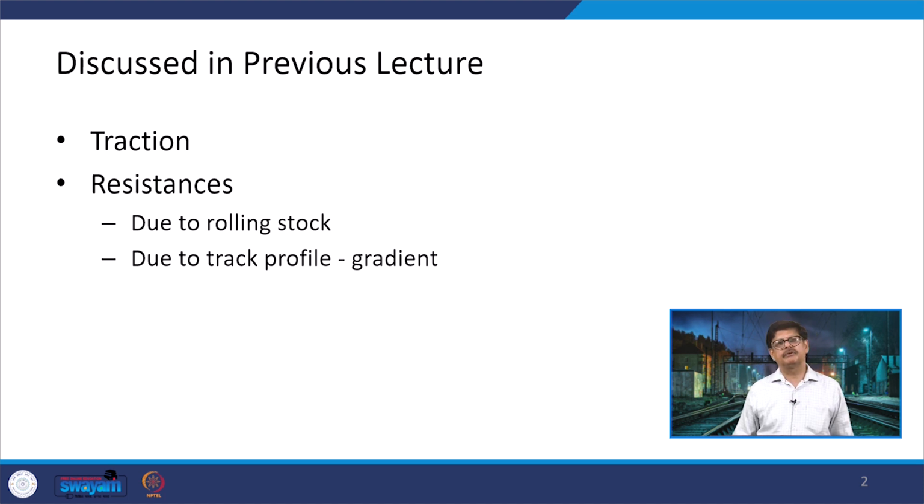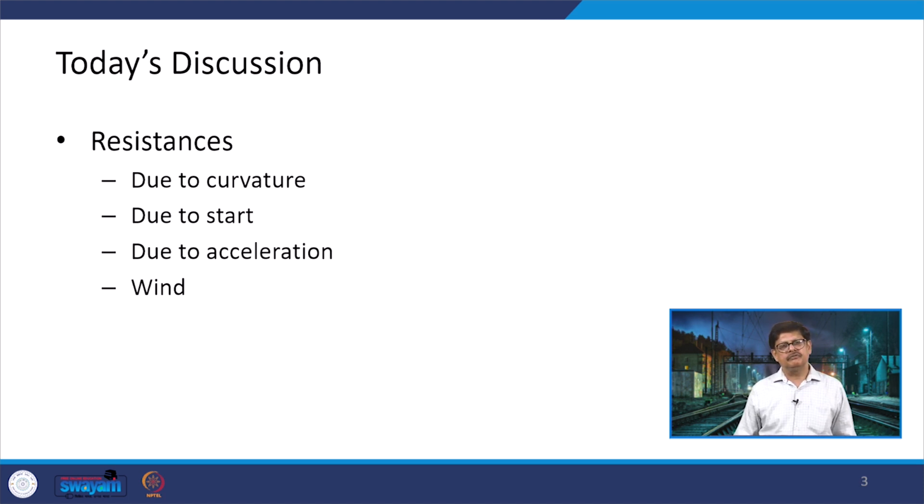And in the case of track profile, two types of resistances may be offered, one by gradient, another by curvature. We completed the gradient resistance. In today's discussion, we will be starting with the resistance due to curvature.